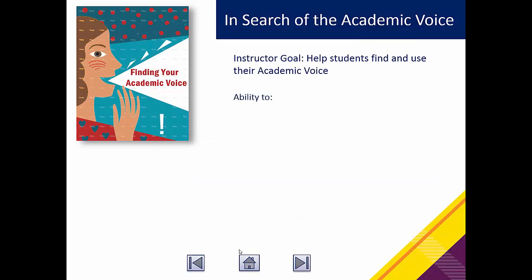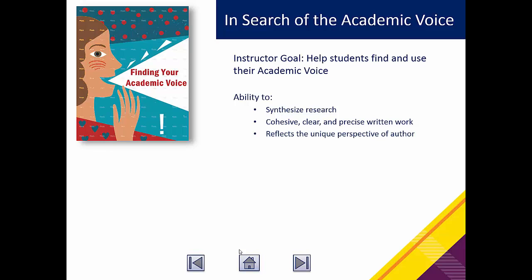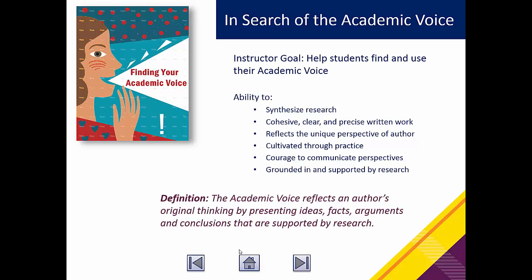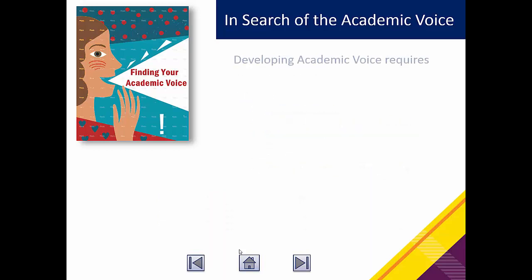A strong academic voice demonstrates the ability to synthesize research into a cohesive, clear, and precise written work that reflects the unique perspective of the author. Academic voice is cultivated through practice and the courage to explore and communicate personal perspectives as grounded in and supported by research. Therefore, the academic voice reflects an author's original thinking by presenting ideas, facts, arguments, and conclusions that are supported by the research. The development of one's academic voice is a gradual process that takes time and practice.